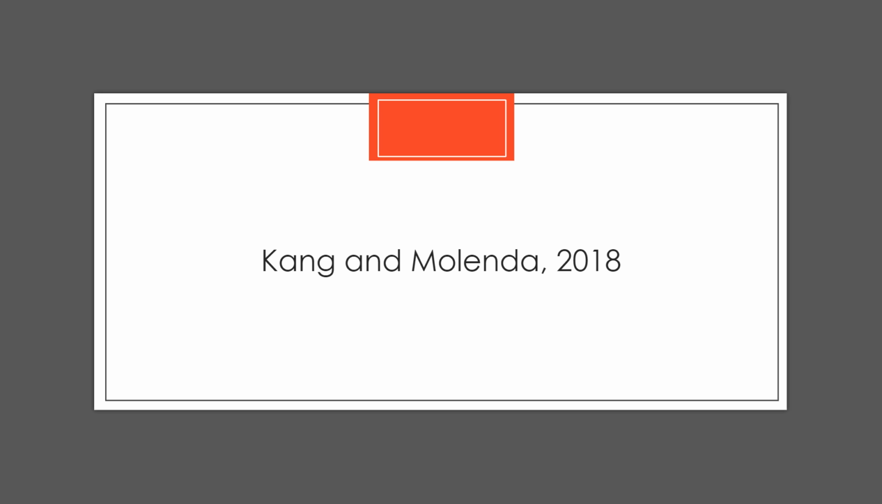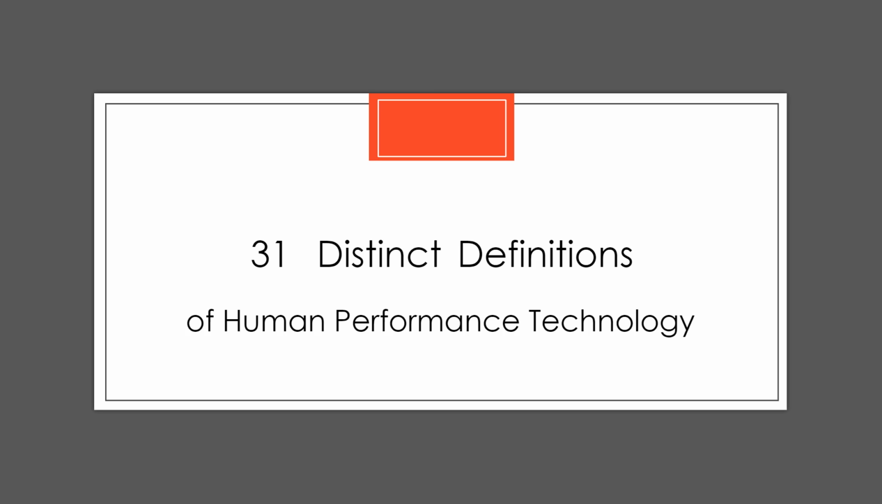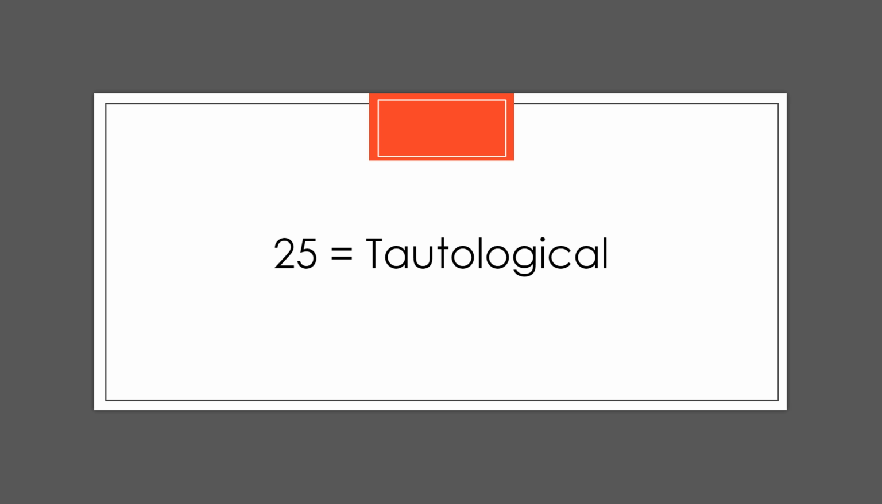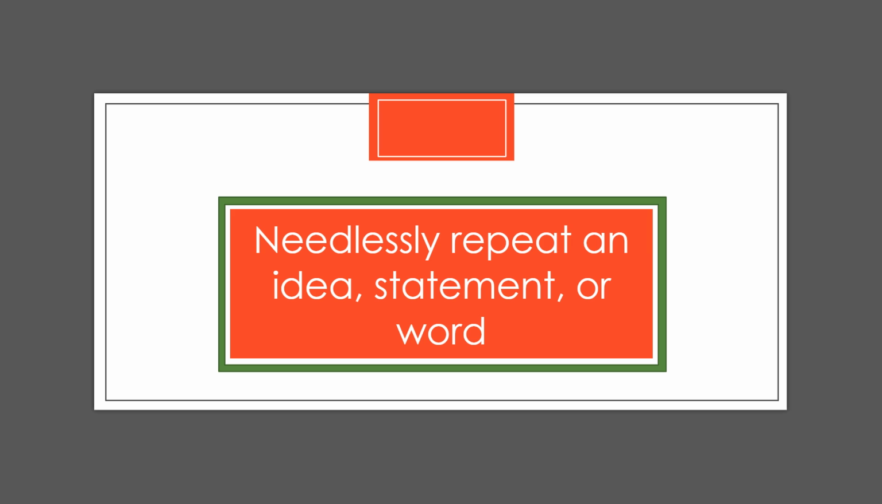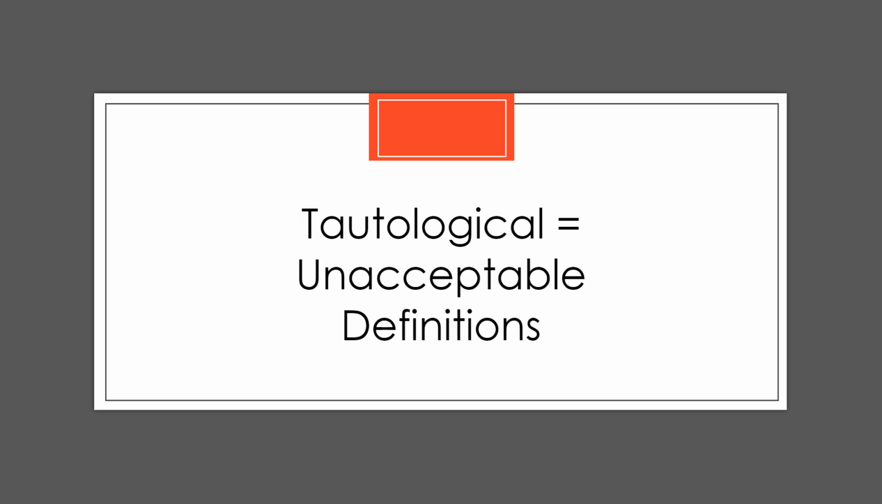Research conducted by Kang and Melinda in 2018 revealed 31 distinct definitions of human performance technology. That's a lot of definitions for one field. 25 of the published definitions identified by Kang and Melinda contain tautological elements, meaning that the definitions needlessly repeat an idea, statement, or word. And because of these tautological elements, those 25 definitions fail to meet the criteria for an acceptable definition.